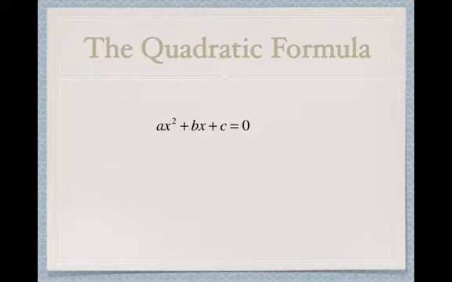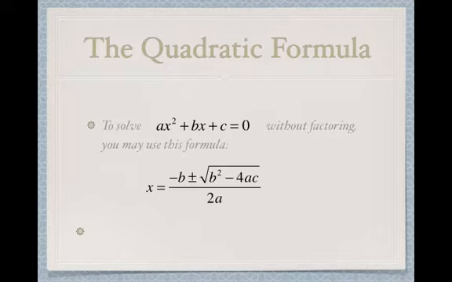So anytime we have a problem of this form and we can't factor it, we want to use this formula. X equals -b plus or minus the square root of b squared minus 4ac all over 2a. Which does look a little bit complicated. So we'll do a couple problems and make sure you understand it.